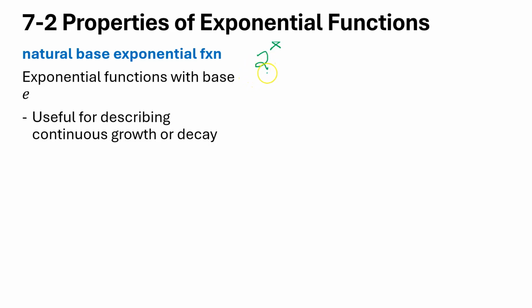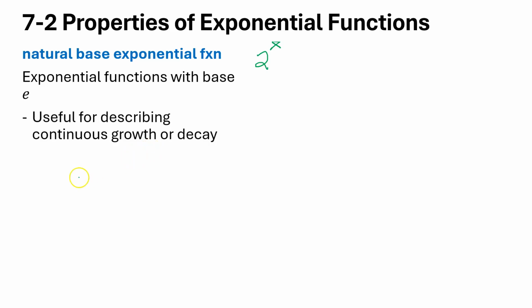Now, there's a special case which we call the natural base. In this scenario, the base instead of the number is actually the number e, okay? E, just like pi, has a numeric value, okay? So we use the natural base exponential function if we are describing continuous growth or decay.